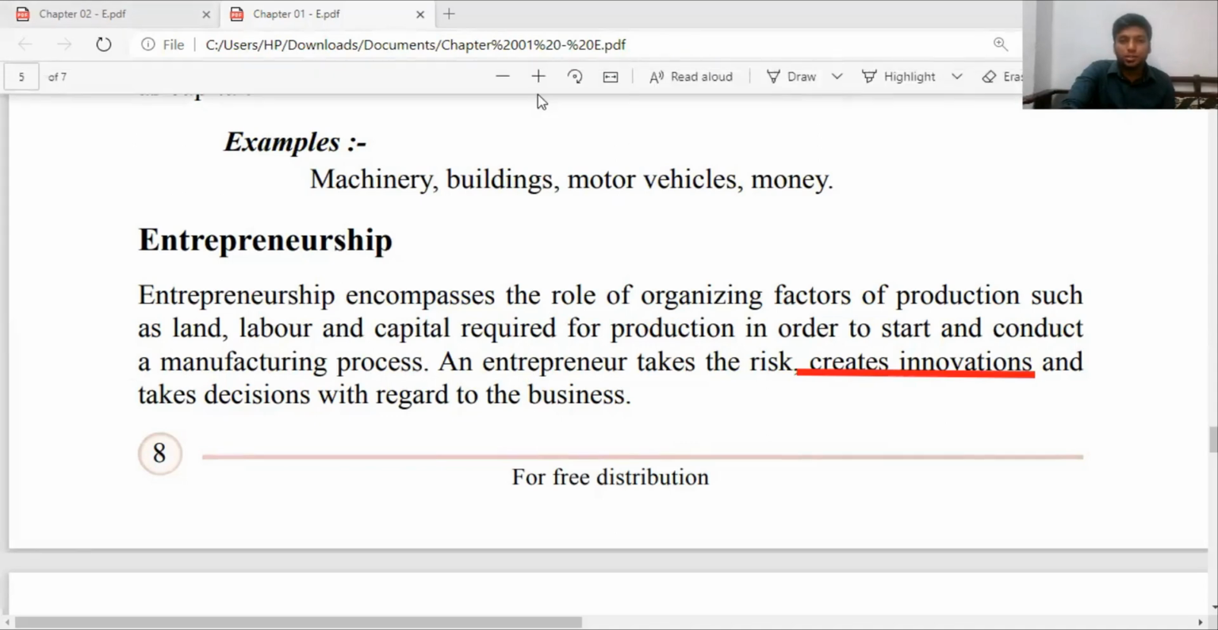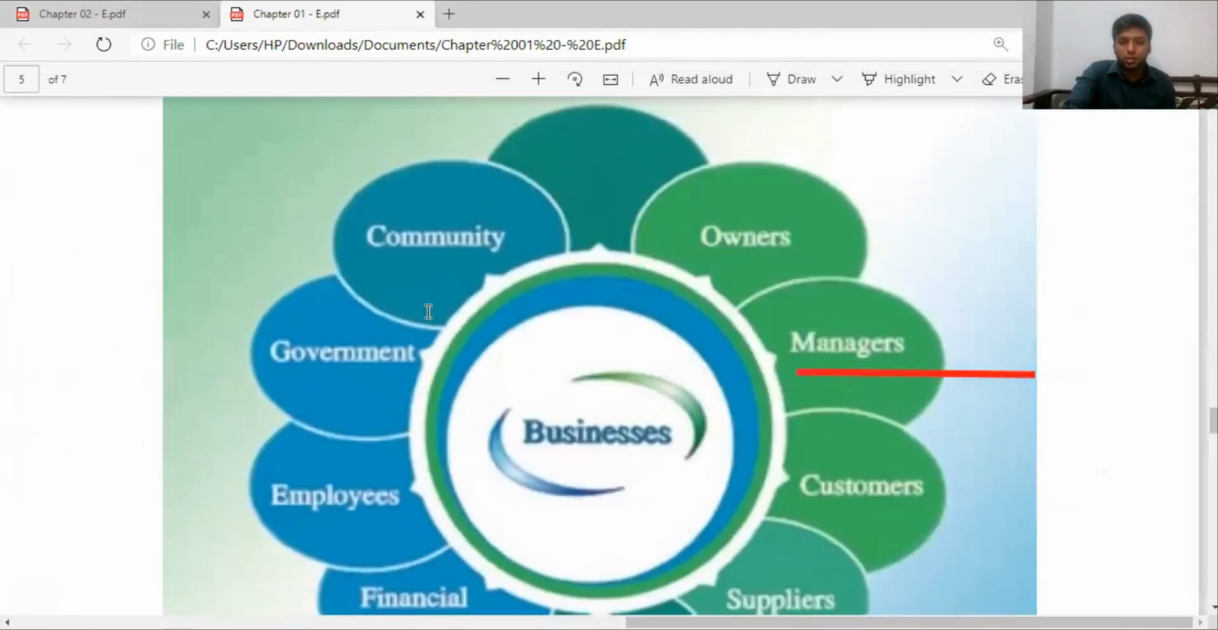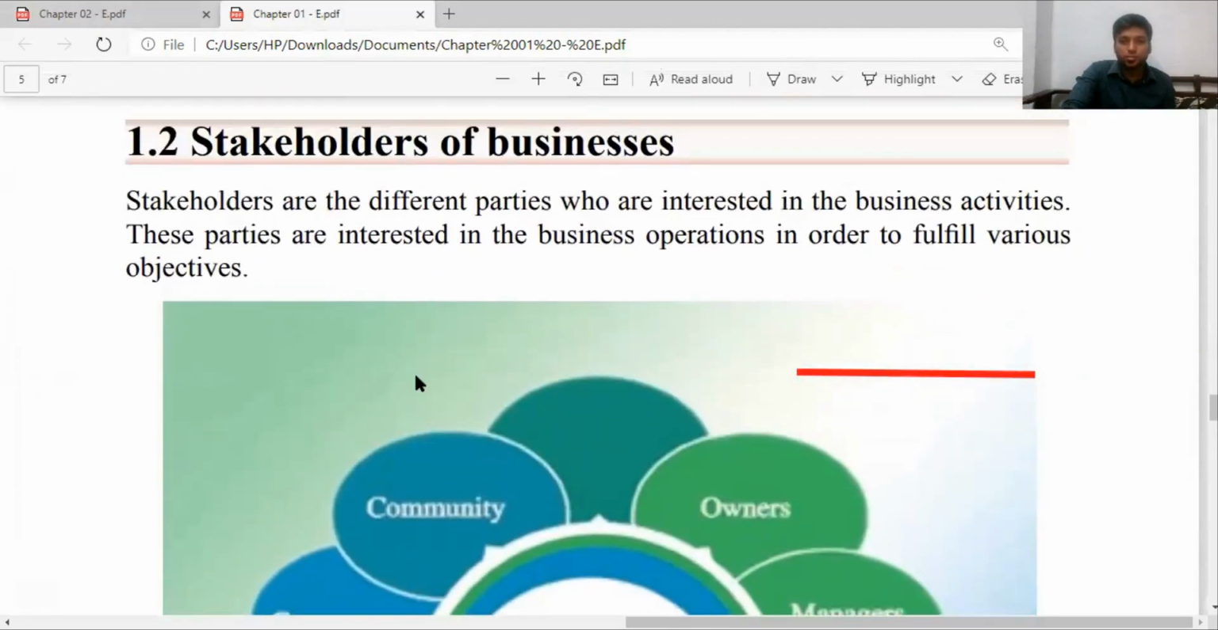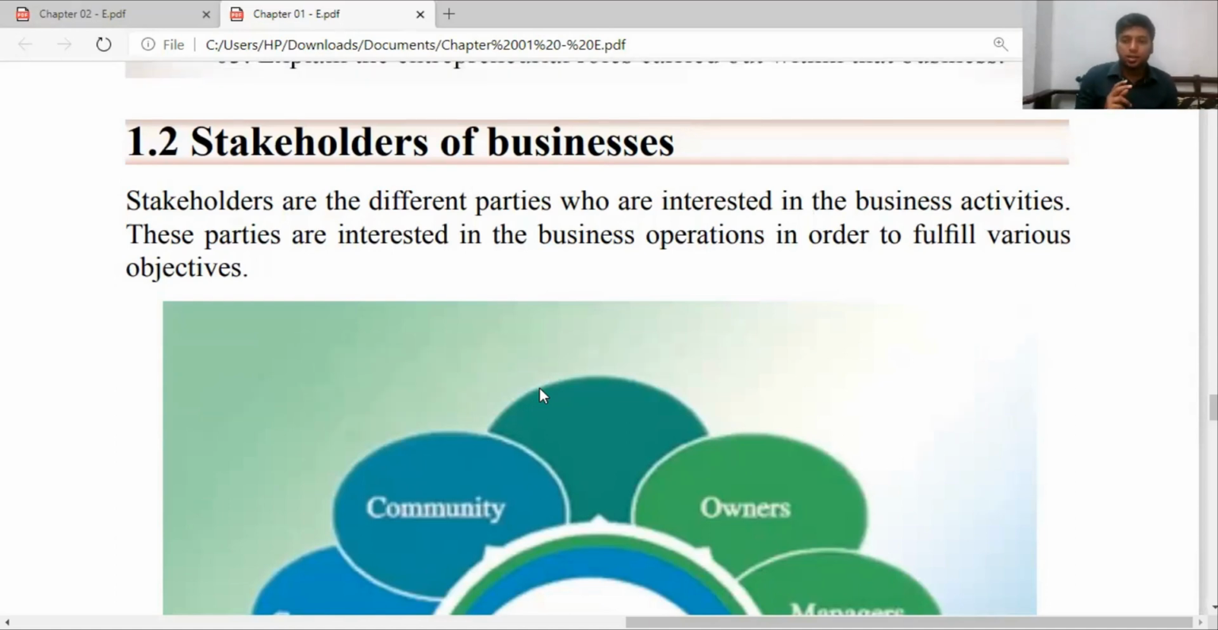So we are moving on to the next content area, page number 8, 9. I hope you understood land, labor, capital. So let's move on to stakeholders of business. Before we move on to stakeholders, I want to give a clear idea about what a stakeholder is and what the difference is between a stakeholder and a shareholder. A stakeholder is a set of people who are interested in and influenced by the business. Stakeholders are a set of parties who are interested or influenced by the business activities. I want you to remember this term very clearly.